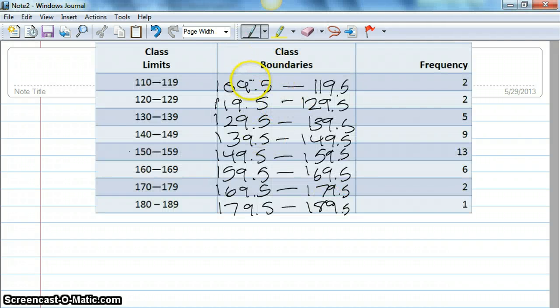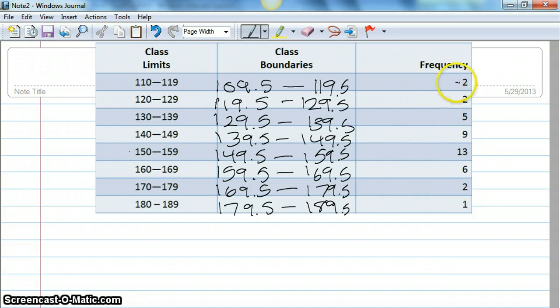The class boundaries themselves, if you look at the numbers, you'll notice there are some distinct numbers being written here. 109.5, 119.5, 129.5, 139.5, all the way up to 189.5. So the distinct numbers involved, we have 1, 2, 3, 4, 5, 6, 7, 8, 9 distinct boundary numbers. I want to remember those numbers because we're going to use them to graph our histogram.